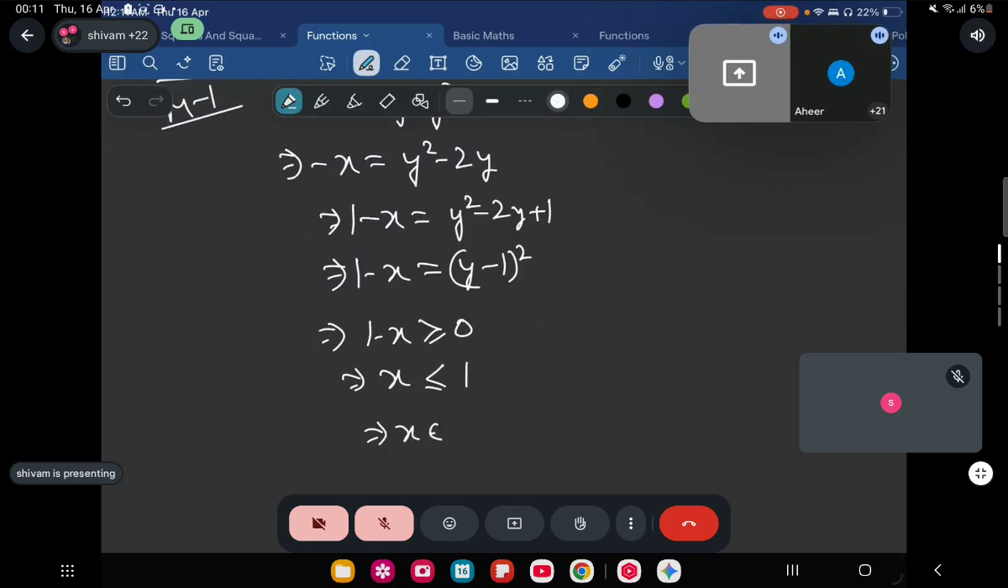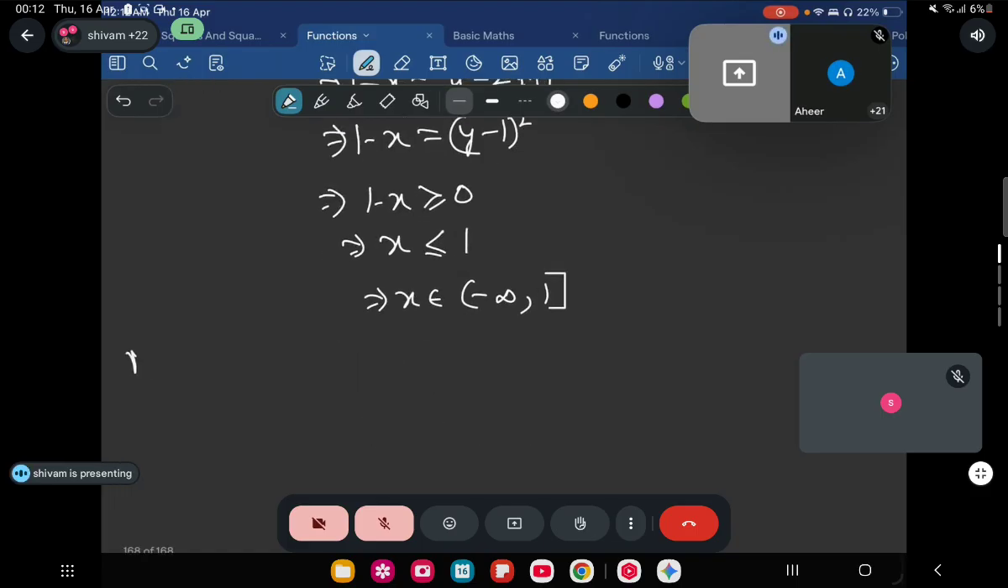This implies my final answer. Yes, now it is correct. Yes, Ronak, your answer is correct. Minus infinity comma 1, open closed. Okay, next. This was method 1. Method 2.